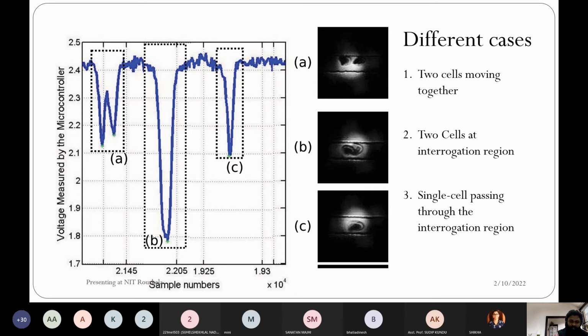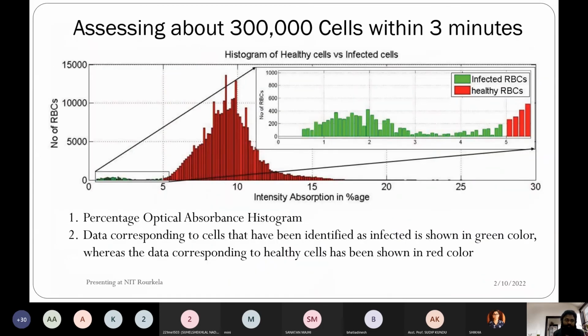Of course, with this we can identify the threshold for the different cases, right? And we can reject those signals specific to the application's orientation. So we have assessed about 300,000 cells within 3 minutes. And you can see here the blood samples, where it is equally matching with whatever we found with our absorption analyzer histograms and the clinical microscopy data.